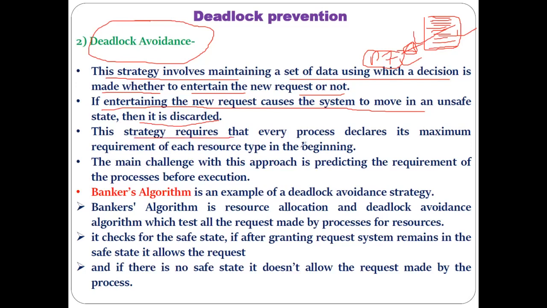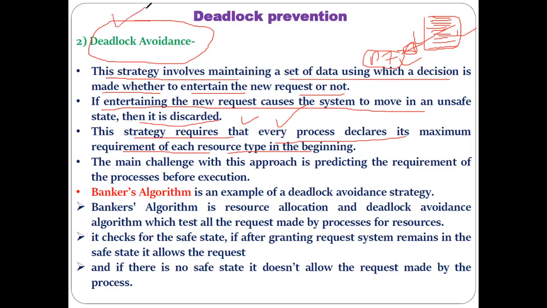This strategy requires that every process declare its maximum requirement of each resource type in the beginning. So this approach is quite theoretically possible, because you can see the requirement of this strategy: each process should first declare how many resources it is going to require in the future. That is why I am saying this is theoretically possible, but not practically possible, that each process will know the future requirement.